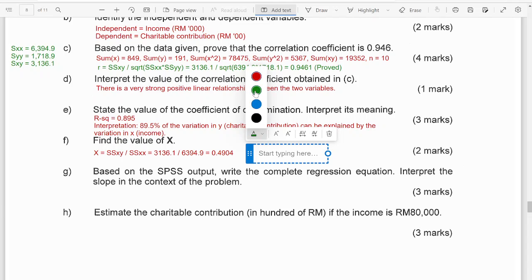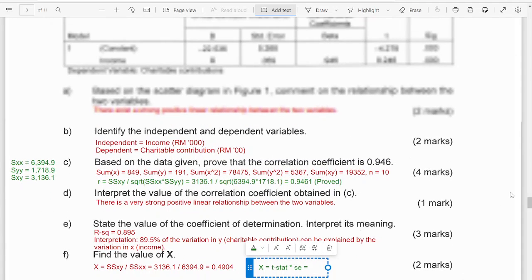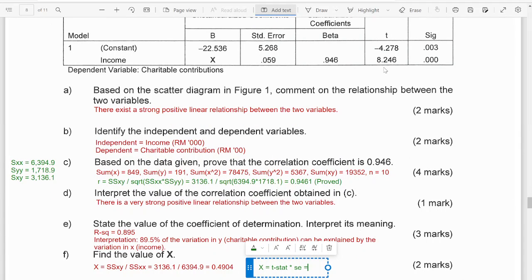Okay, you boleh juga gunakan yang ni. So if you are given the value of T, you can just calculate the value of b. In this case b is simply equal to the T statistic multiplied with the standard error. The T statistic, if you look through the questions, is given by 8.246, right?